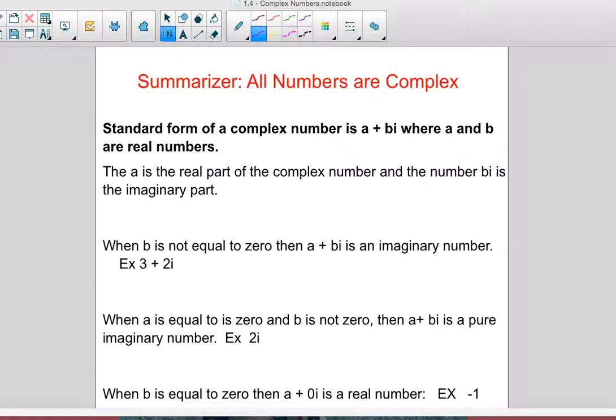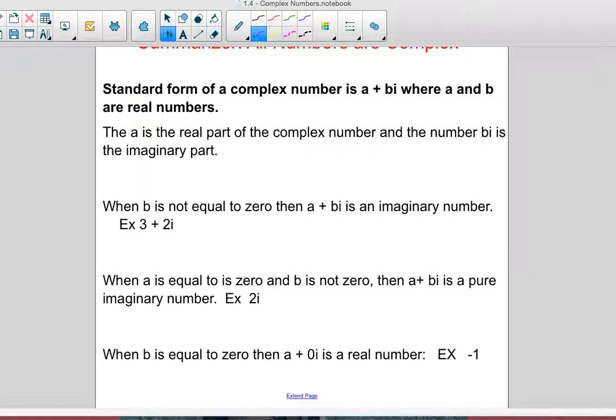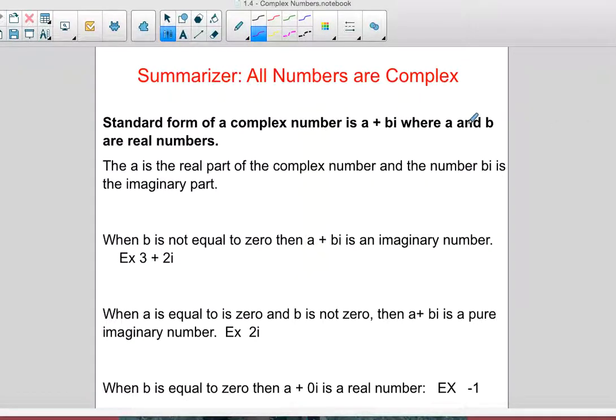So that's it for the lesson. I'm going to leave this slide open for you if you want, but it's really just a recap. You've got a plus bi. a is the real part. bi is the imaginary part. And we already talked about how you can represent regular numbers with the same format.